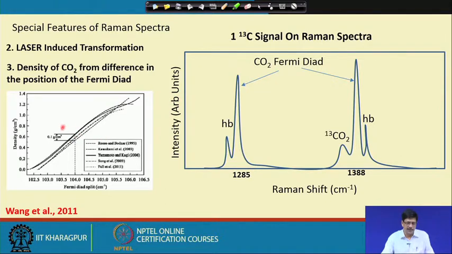The density of the carbon dioxide also can be obtained if we use such diagrams, and then finally we look for an equation which should relate the density to the difference in the Raman shift between the two Fermi diad peaks of carbon dioxide.